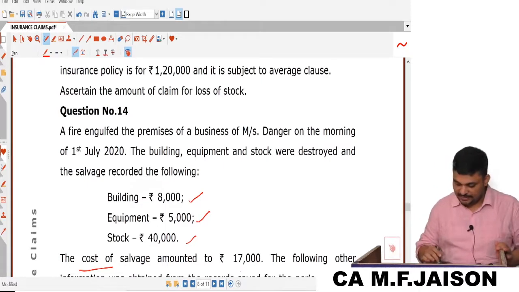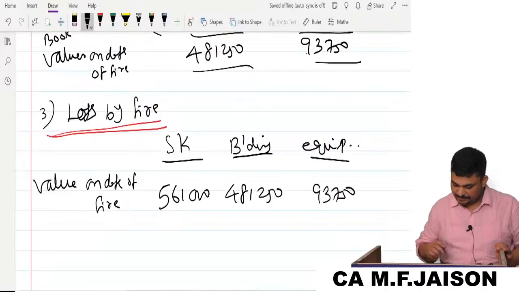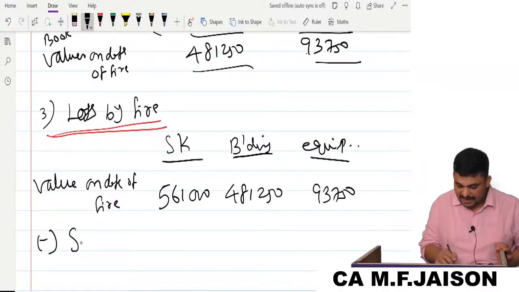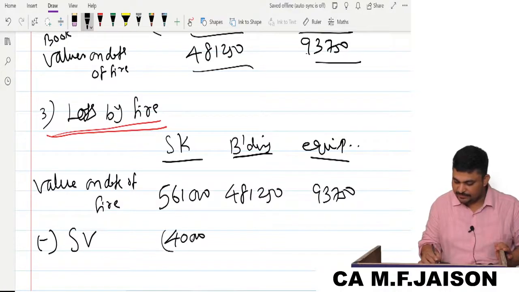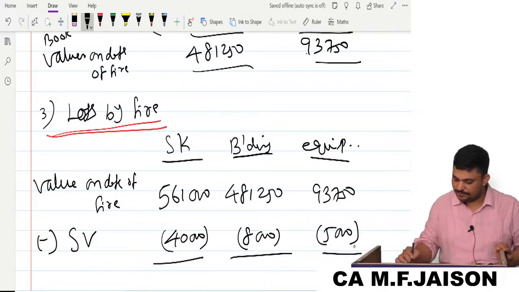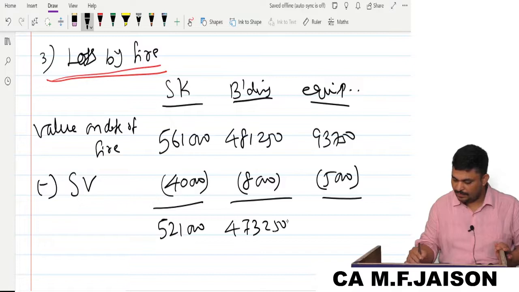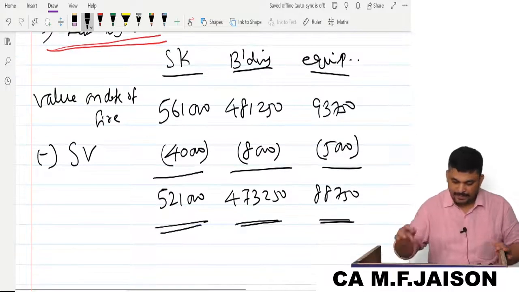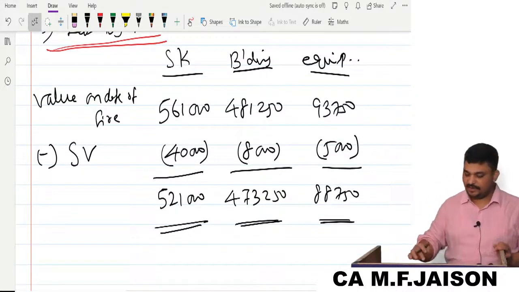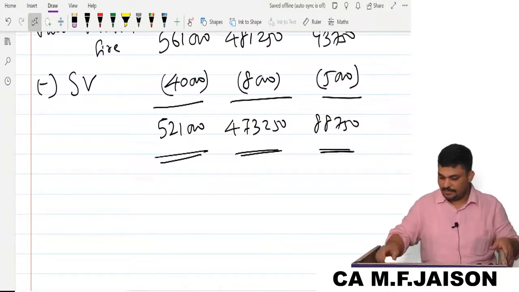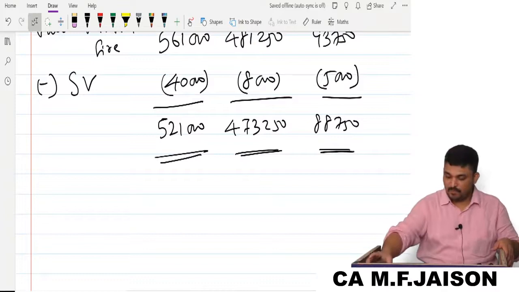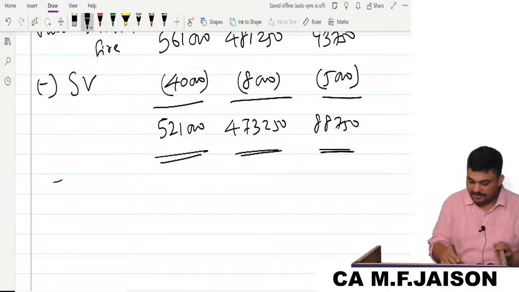Anyway, listen carefully. So it is 40, 8 and 5. So minus salvage value 40,000, 8,000, 5,000. It is 5,21,000, 4,73,250, 88,750. This is the loss by fire, my dear friends. Now listen carefully, my dear friends. So we have entries.